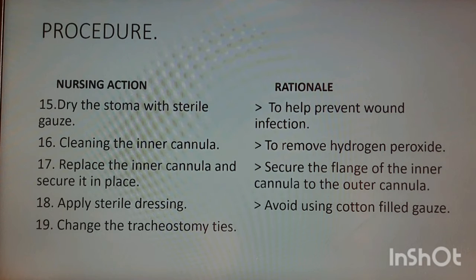Ties should be tight enough to keep the tube securely in place and loose enough to permit two fingers to fit between the tape and neck. Excessive tightness compresses the jugular vein, decreases blood circulation to the skin, and results in discomfort for the patient. And then we can remove the old tape carefully.